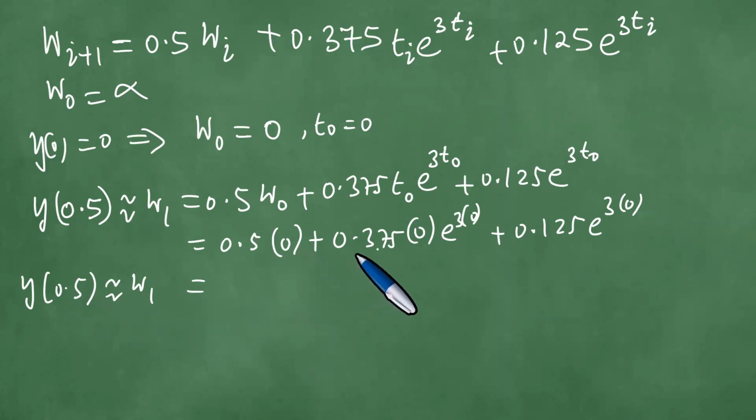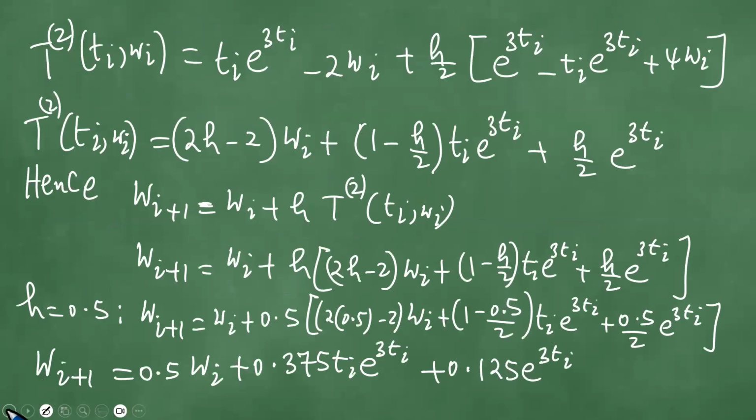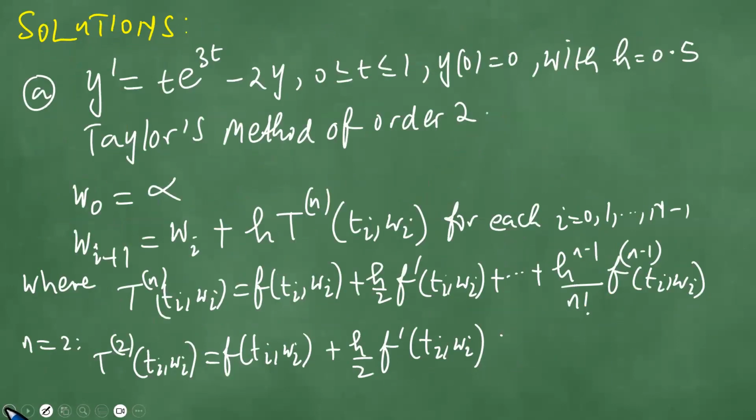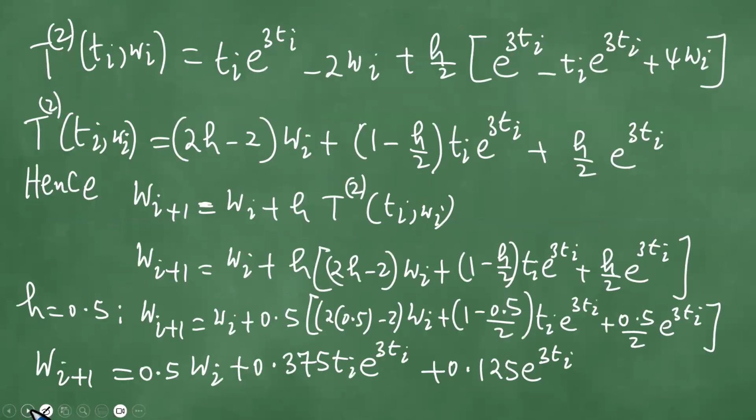So this one is 0, this one is 0, and then we're just left with this one. But this is e^0, which is 1. So we're just left with 0.125. It approximates that. And then this function, this t is from what to what? Very nice question. Because t, we need to stop at 1. So we'll stop at the next step, because it's between 0 and 1.